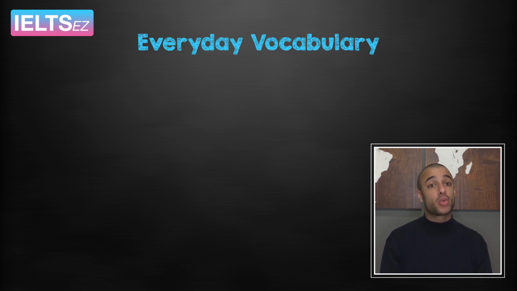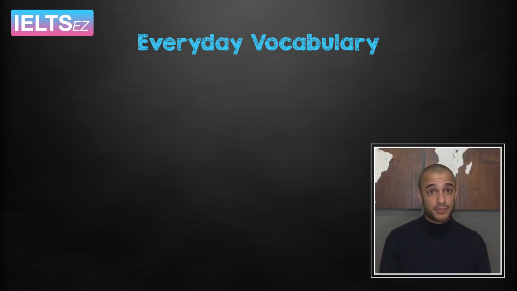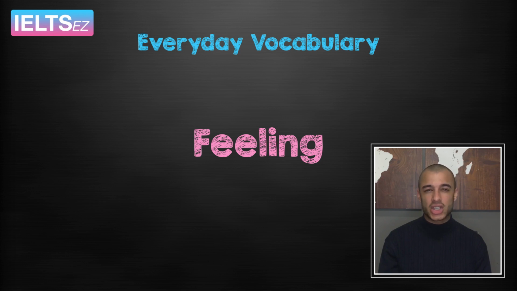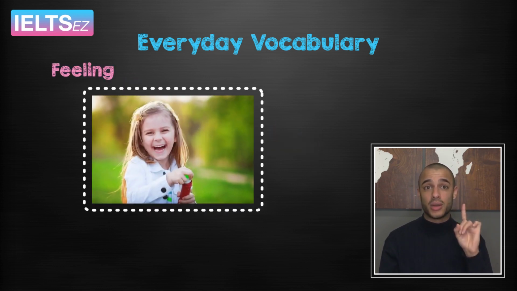Firstly, we will go through some everyday vocabulary for describing character. We will begin with something easy, which is describing feeling. When you see the following pictures and the expressions on each child's face, I want you to think about the exact word, both an adjective and a noun, to describe the emotion. You will have 5 seconds for each one. Here is number 1.